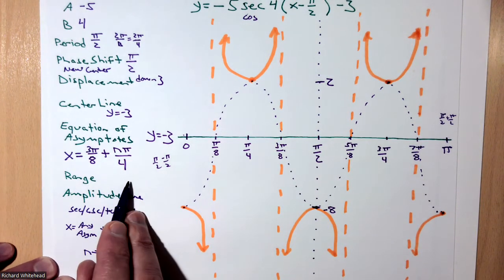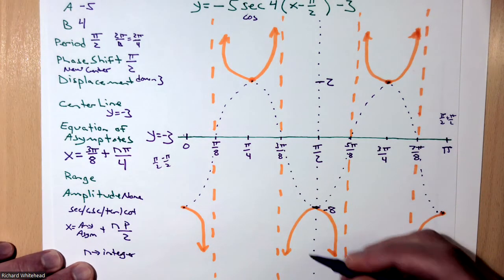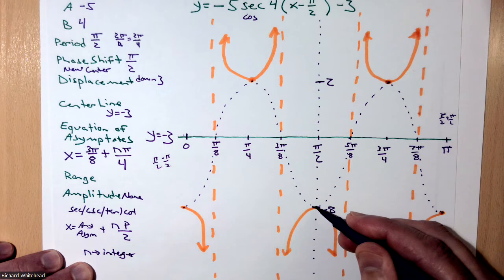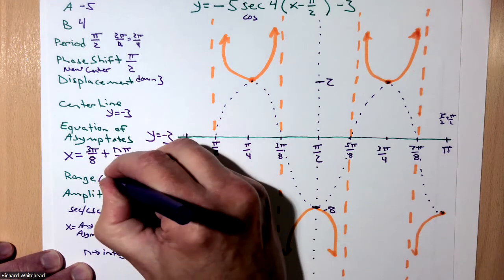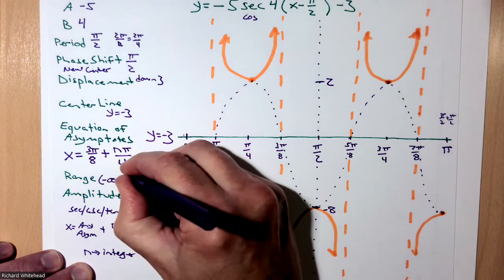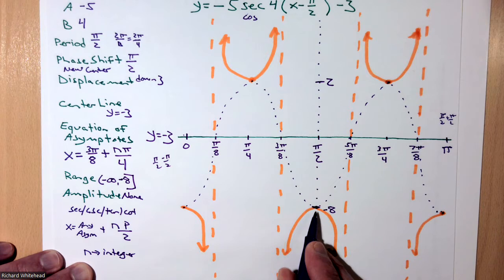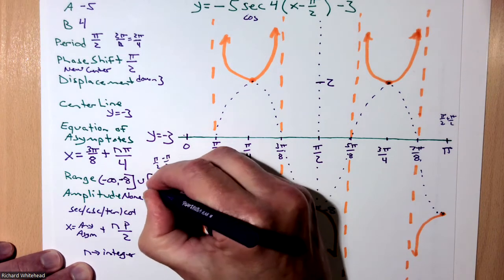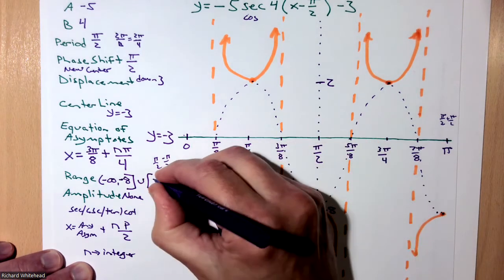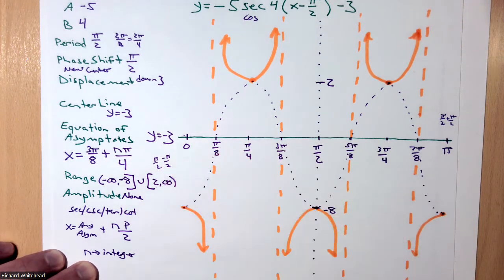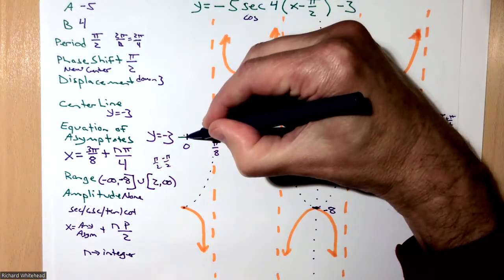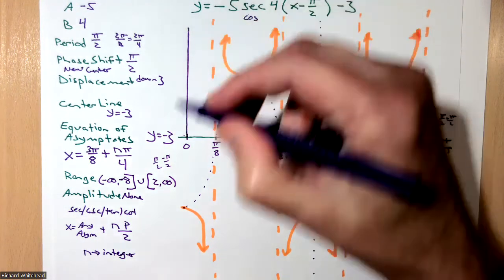Oh, the range. Haven't done the range yet. So the range would be negative infinity to negative 8, inclusive, because that point is included, union, where does it start over again? 2 to infinity.